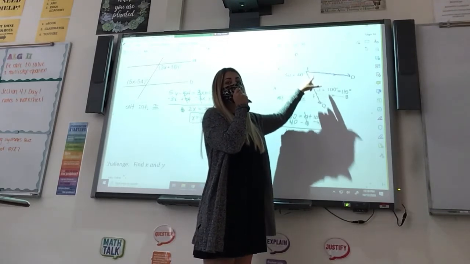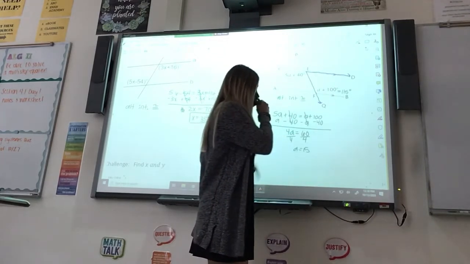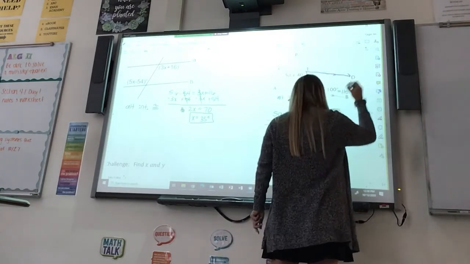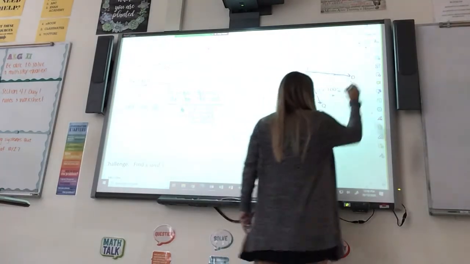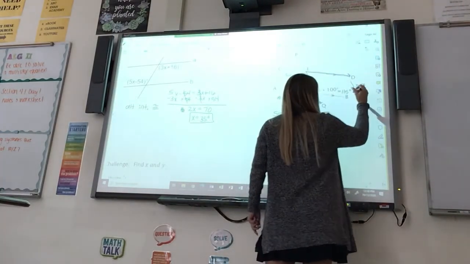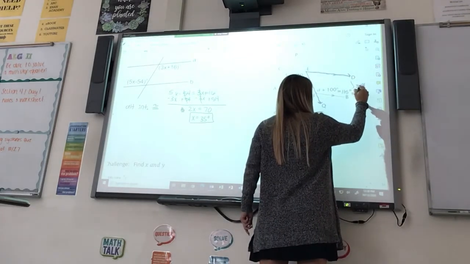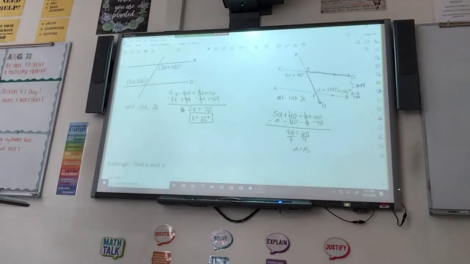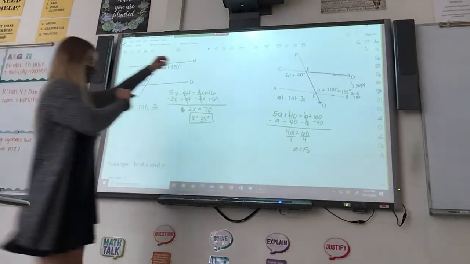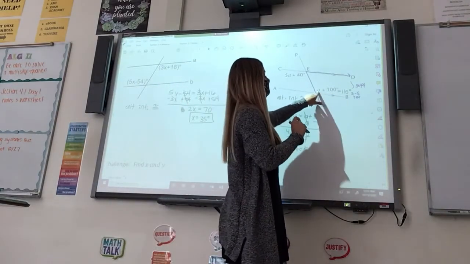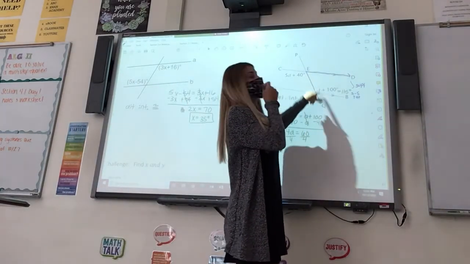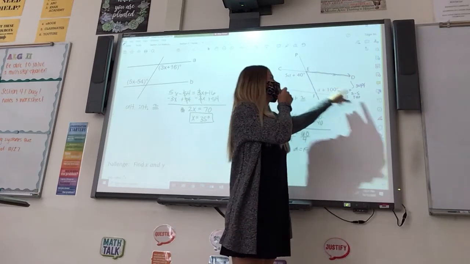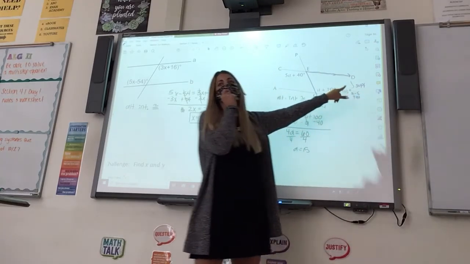What type of angles are these? Corresponding. No, Morgan, you were right. These are supplementary because they are same side interior angles. So it's kind of like a puzzle piece, right? You have to find one piece first to find the last piece. So once I know that this is 115 degrees, these two are same side interior angles, and we know same side interior angles are supplementary.